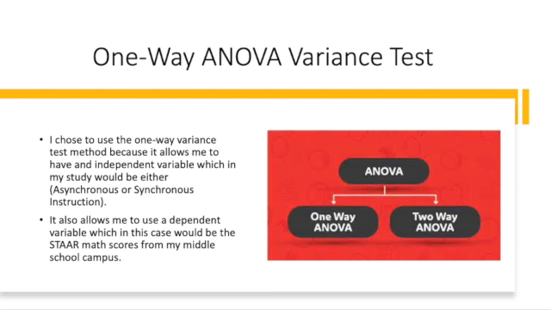Okay, next, let's talk about the one-way ANOVA variance test. It says, I chose to use the one-way variance test method because it allows me to have an independent variable, which in my study would be either asynchronous or synchronous instruction methods. Next, it says, it also allows me to use a dependent variable, which in this case would be the STAR math scores from my middle school campus. So you have your independent variable, which is instructional method, and then you have your dependent variable, which is dependent on both the STAR math scores. Okay, and that's going to be for the middle school students, sampling size of 100.